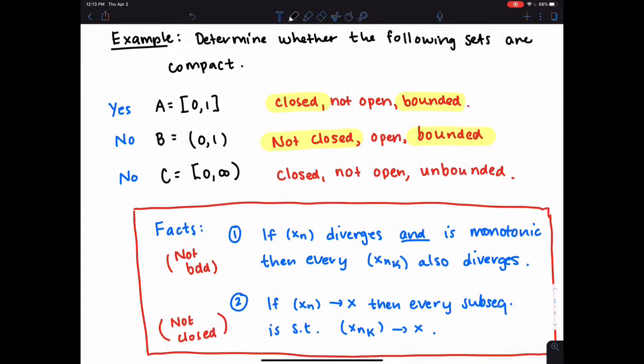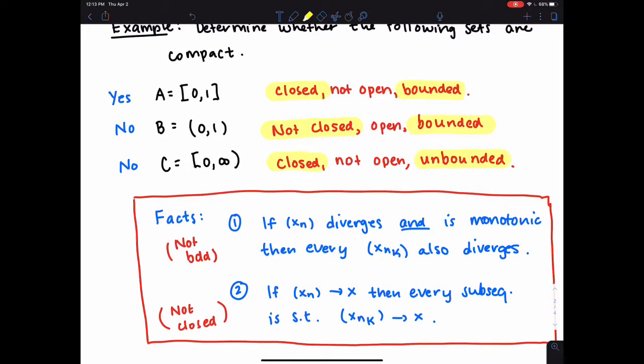So now let's take a look at C. So C, remember the properties we have here. This is closed, so we do know that when you have convergent sequences, their limits are going to have to stay inside their set. But it's unbounded. And so the key here is going to be to use this fact number one, that when you have a sequence that diverges monotonically, then every subsequence is also going to have to diverge. And that's how we're going to sort of exploit the fact that our set is unbounded, to show that C is not a compact set.